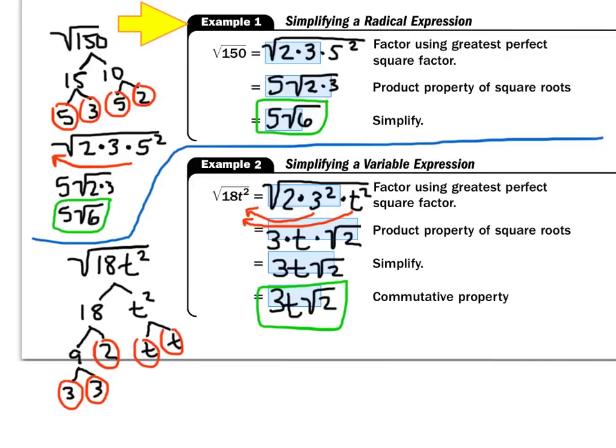Remember, the ones who come out have a power of 2. They're the only ones that can get out of the radical. So 3 to the second power can leave the radical, t to the second power can leave the radical. So then on the outside, I have 3 times t times the square root of 2. And then just simplify. Put it all together. That's 3t radical 2, and that's our final answer.